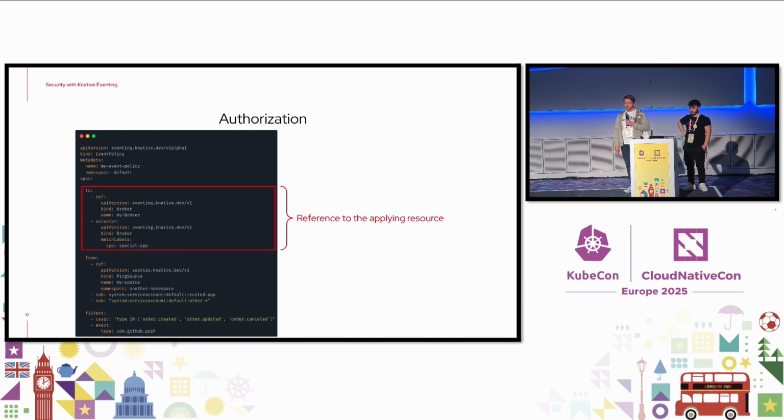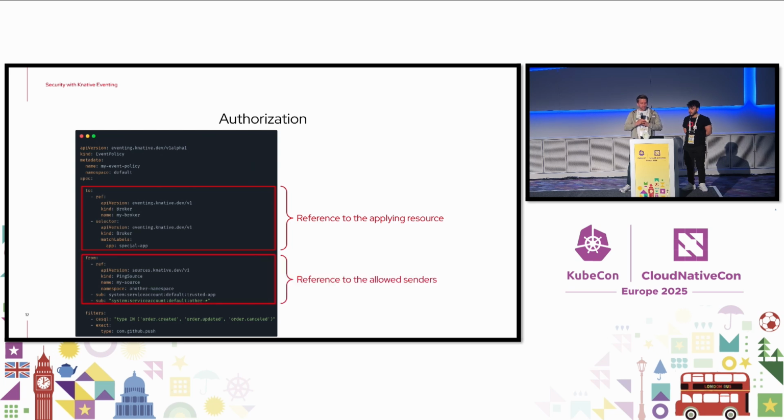First, the spec.to, where you can specify which resources are going to be protected. For example, you can do this by providing a direct reference, as in this case to a broker, or you can also do this by a selector, by selecting multiple resources which are protected by this event policy. Also, as a side note, when the spec.to is empty, then the event policy applies to all resources in the namespace.